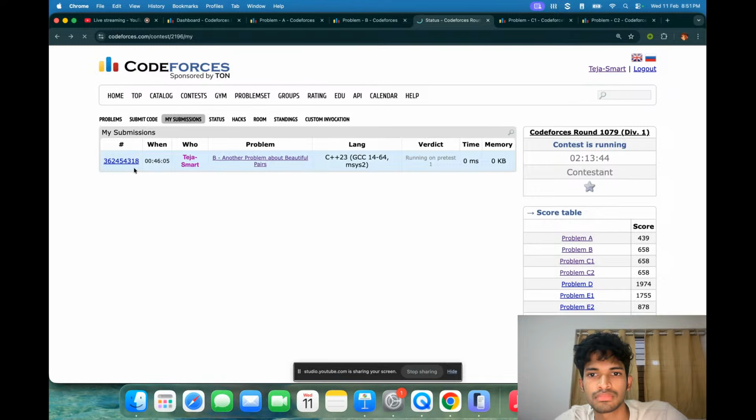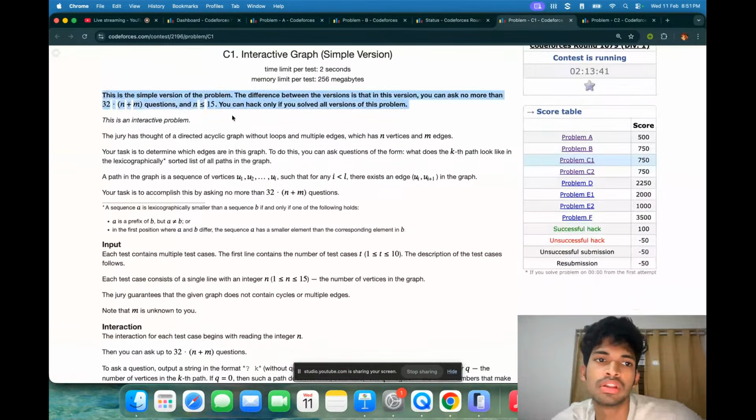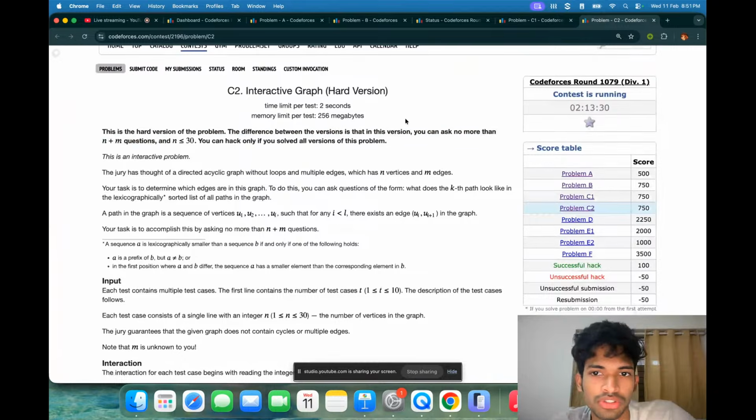Now let's go for C1. This is the simplest version of the problem. The difference between the versions is that in this version you can ask no more than 32 times n plus m questions, and n less than or equal to 50. You can hack only if you solve both the versions. Here, n is less than or equal to 30, and you can ask no more than just n plus m questions.